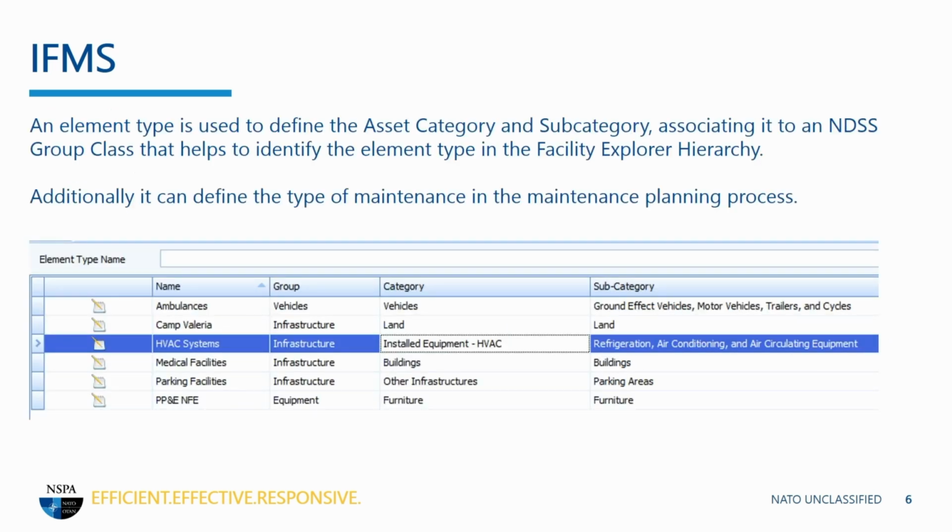Then we have an element type. An element type is used to define the asset category and subcategory, associating it to an NDSS group class. This will help to identify the element type within the Facility Explorer hierarchy. Additionally, it can define the type of maintenance in the maintenance planning process. In the print screen, you see the different types of element types that could be possible in the system, where you can see the group, the category and the subcategory and the name which has been given by the user.